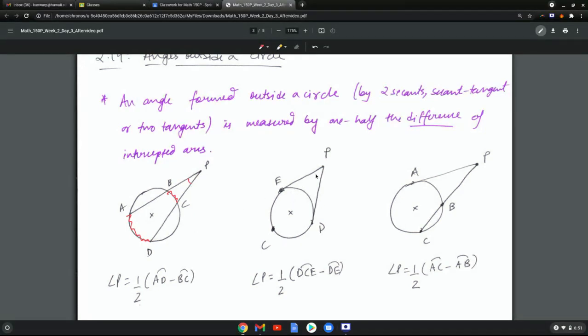Now if they are tangents, the same property also works, except we have to be careful about the chords or the arc length. So in this case, you take the big arc length and then you subtract the small arc length, half it, and that gives you angle P. In case of a tangent and a secant, then you still have the arc that's outside of the line in some sense and the arc that's inside of the line, and that gives you angle P.